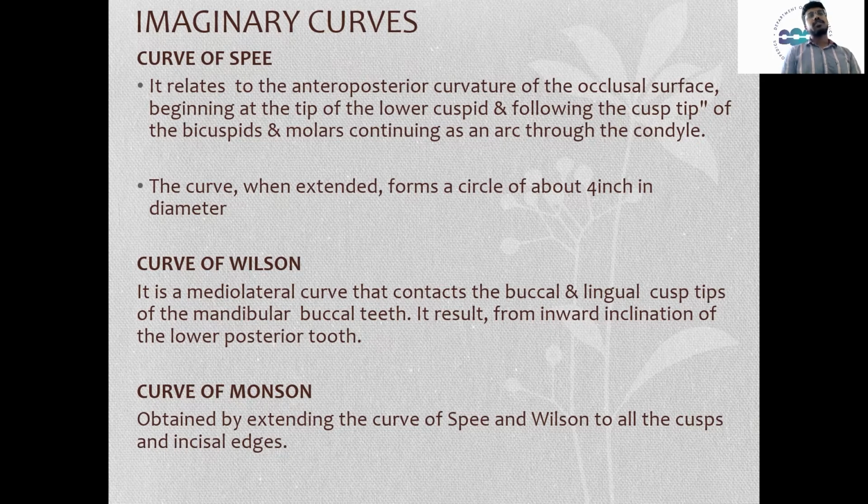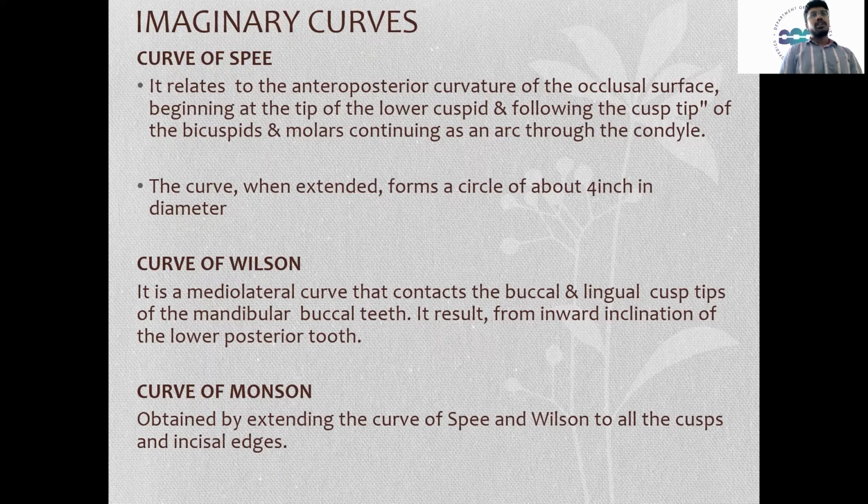Next comes the curve of Wilson. The curve of Wilson is a mediolateral curve that contacts the buccal and lingual cusp tips of the mandibular posterior teeth. It usually results due to an inward inclination of the lower posterior teeth. So all the lower posterior teeth have a slight inward inclination. This inclination, when viewed from the anterior aspect, causes a curvature in the mediolateral direction. Hence the term mediolateral curve for the curve of Wilson.